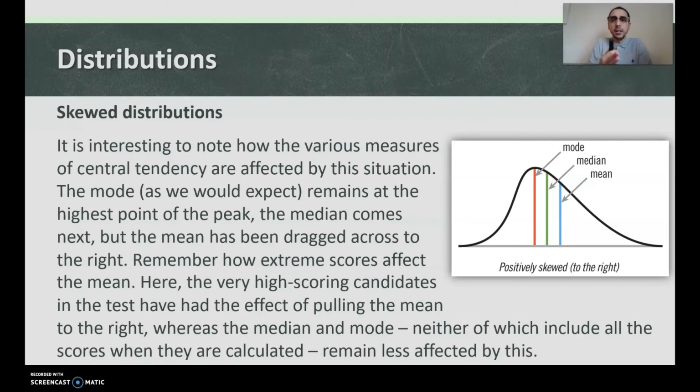The median comes next, but the mean has been dragged across to the right. Remember how extreme scores affect the mean. Here, the very high scoring candidates in the test have had the effect of pulling the mean to the right, whereas the median and the mode, neither of which include all of the scores when they are calculated, remain less affected by this.